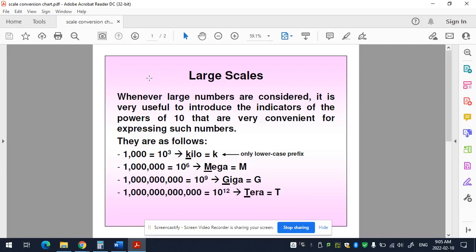Whenever you deal with either large numbers or small numbers, it is always good, instead of using powers of 10 like scientific notation, to try to express them in what we call the large or the small scale.